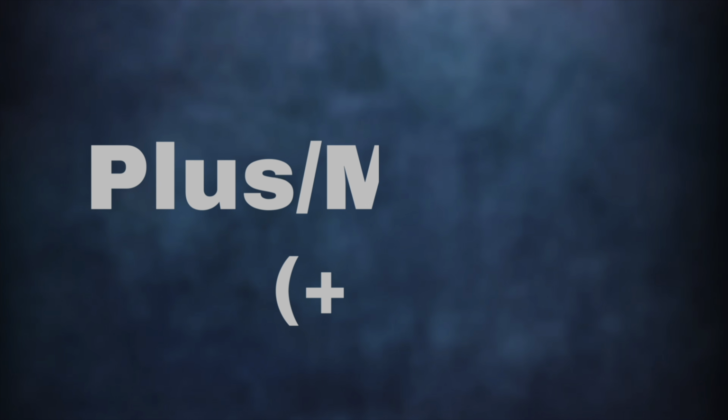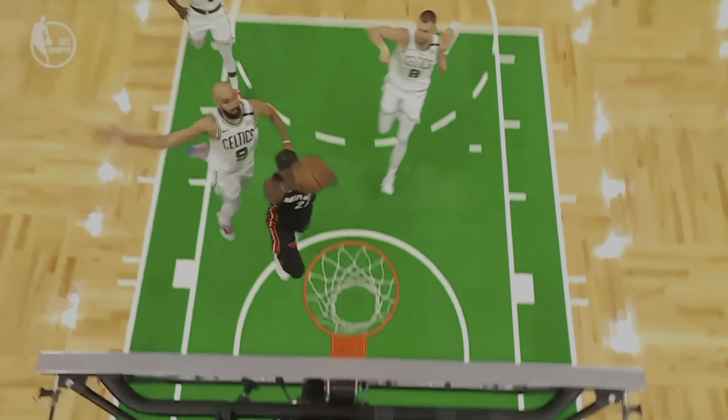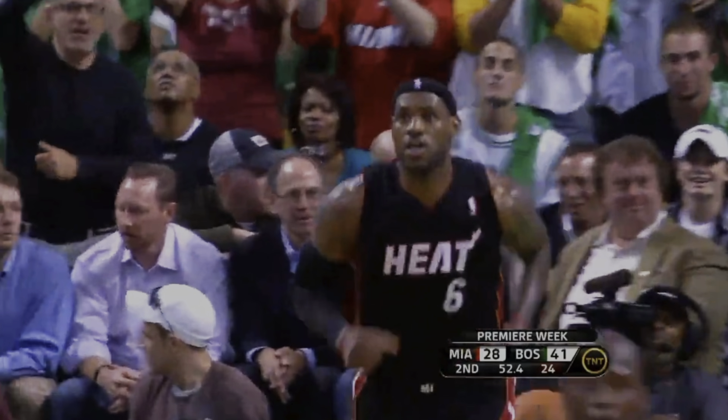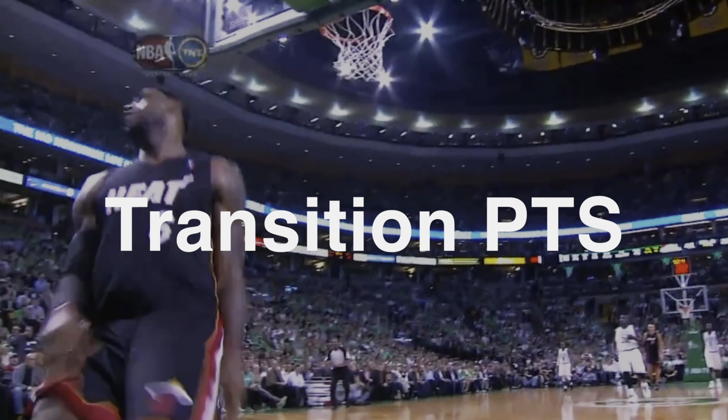If you wanted to measure impact, simply you'd look at plus minus. This looks at a player's points differential from when they are on the court. If you wanted to look at ball control, then you just look at turnovers. Then there's participation stats, minutes played, games played. I don't need to break these down. Eventually you get onto the situational stats, which are transition points, aka fast break points.